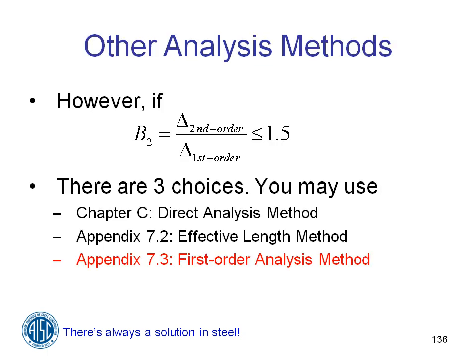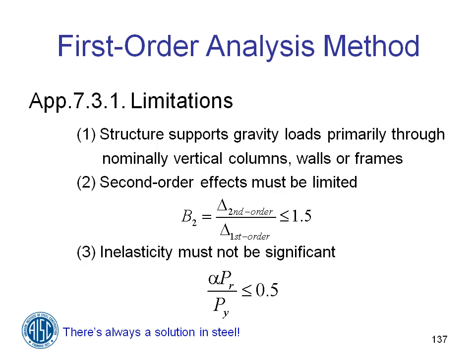Okay, now the other method, the first order analysis method. The first order analysis method has certain limitations. First of all, the structure supports gravity loads primarily through nominally vertical columns, walls, or frames. In other words, it's got to be a fairly regular, simple structure. You're not going to be able to do arches with this or with the effective length method for that matter. Second order effects have to be small. This limit right here is the same limit that we had for the effective length method.